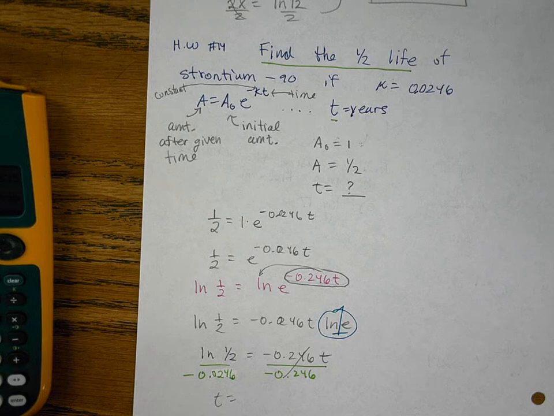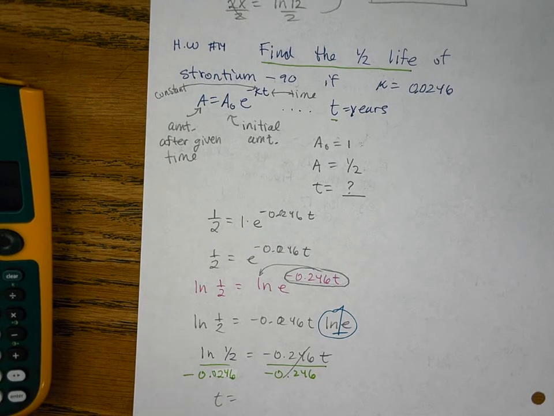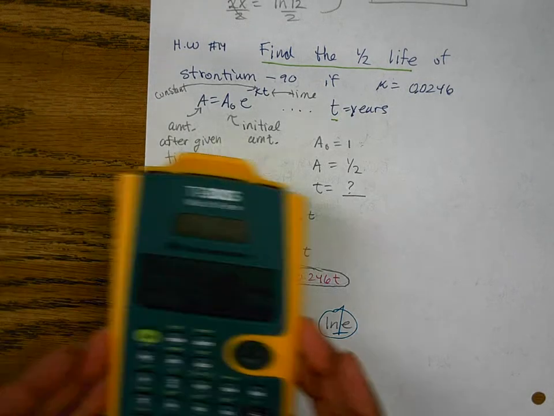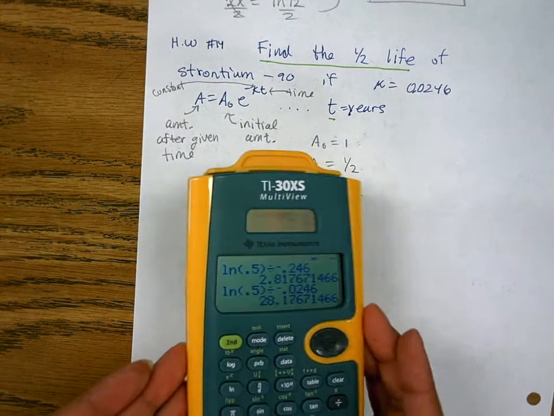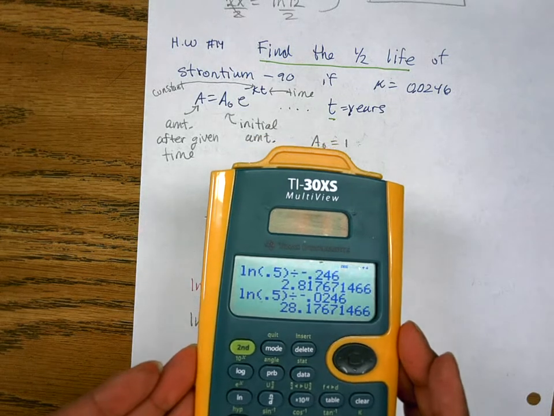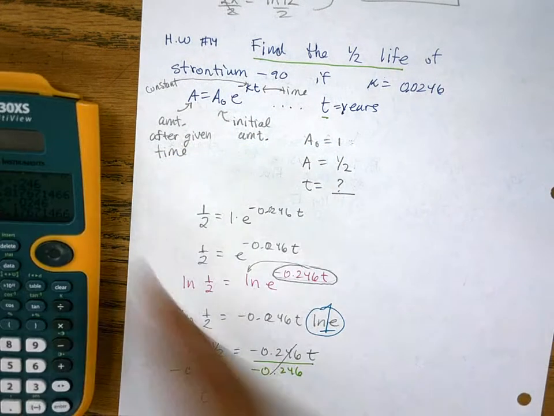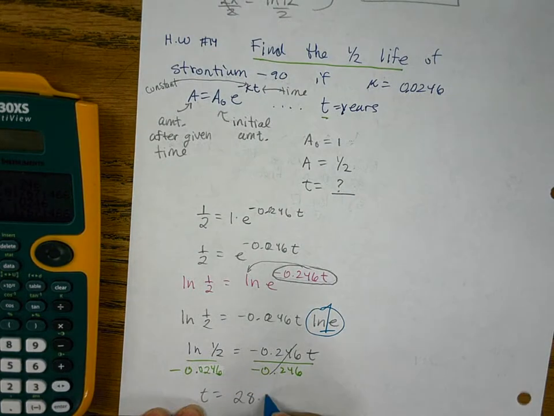All right, plug it in one more time. ln 0.5 close parentheses divide by negative sign 0.0246 equals 28.177. 28.177 years.